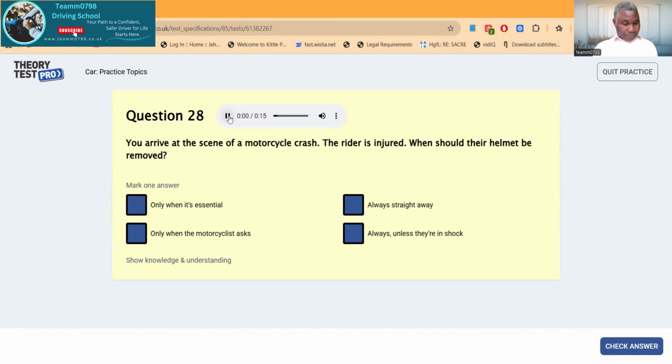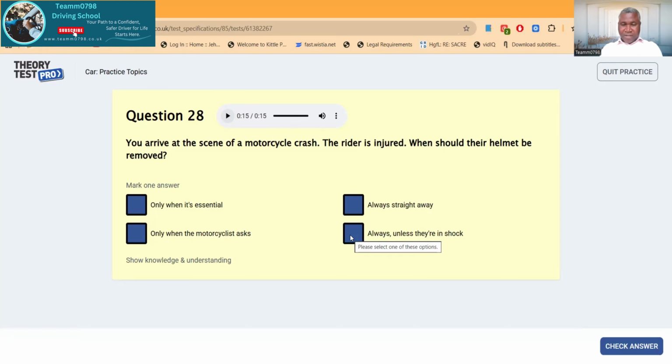You arrive at the scene of a motorcycle crash. The rider is injured. When should their helmet be removed? Only when it's essential. Always straight away. Only when the motorcyclist asks. Always, unless they're in shock. So the rider is injured. When should the helmet be removed? It should never be removed, in fact.